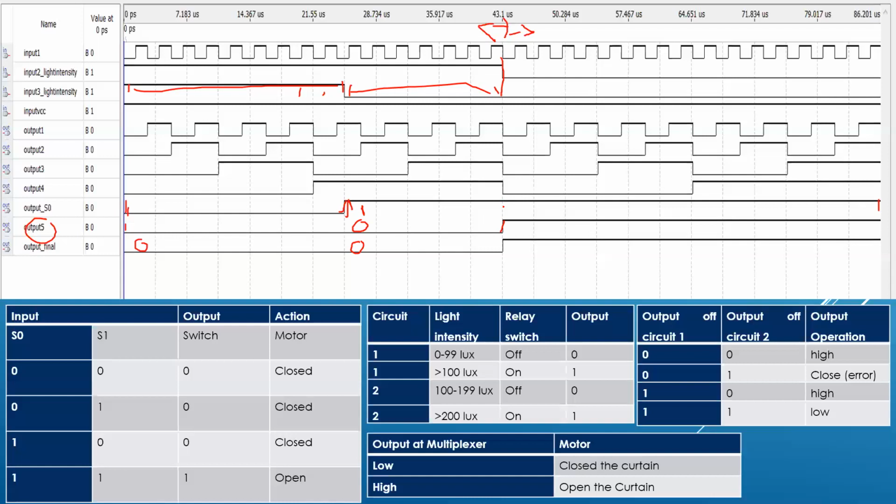From here is night time. So the output final is night time, 1, and also low intensity. The output final action is 1, which means that the curtain will only open when the output final is 0, and the curtain will close when the output final is 1.